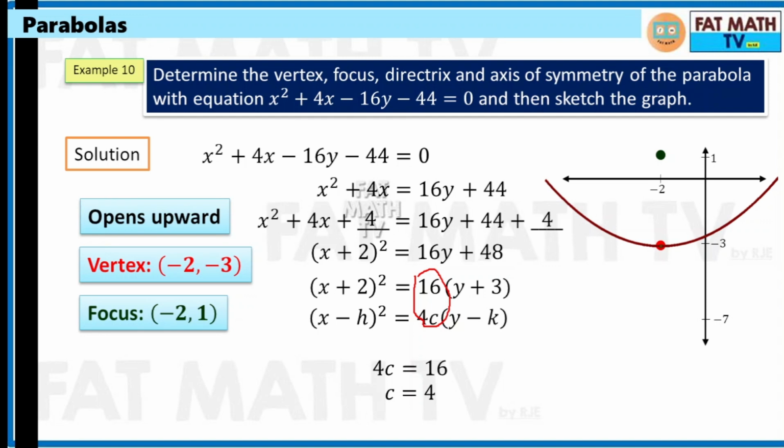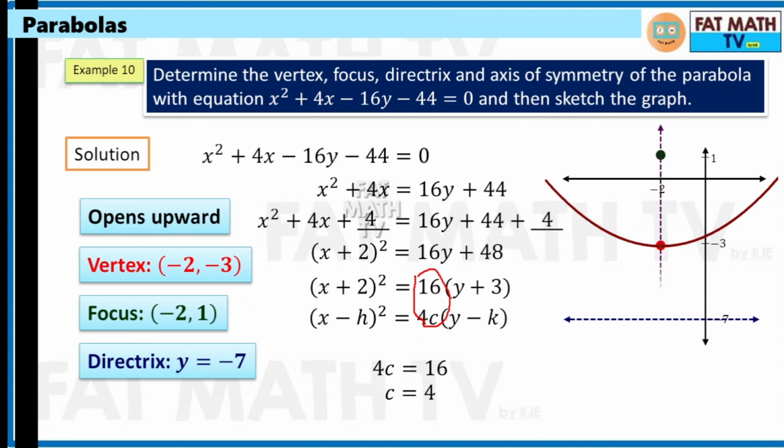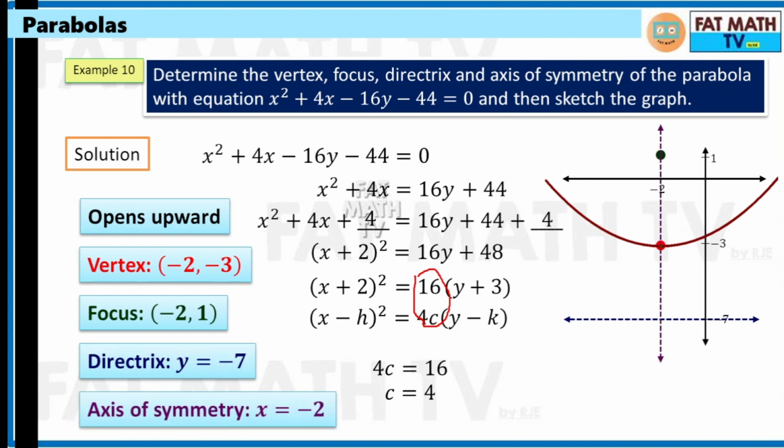And for the directrix, 4 units below negative 3. So that is negative 3 minus 4. So that is negative 7. So the equation of that line is y equals negative 7. For the axis of symmetry, that is x equals negative 2.